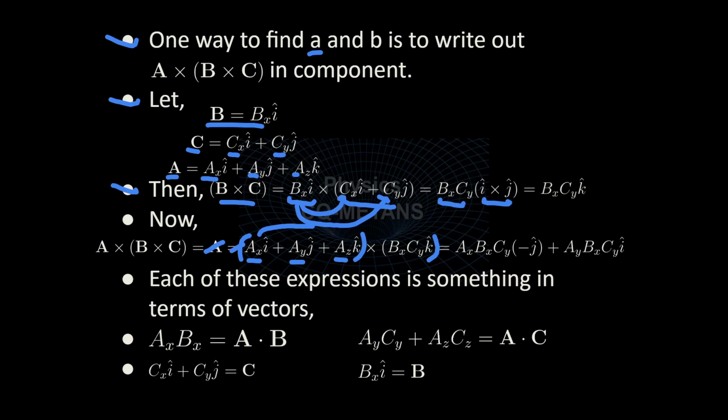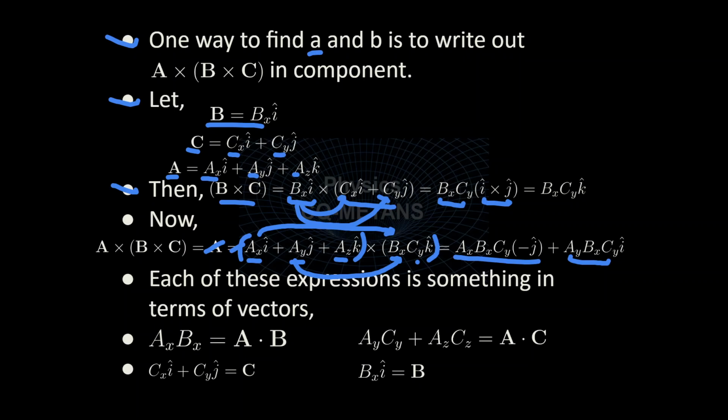Now Ax, so this multiplied with this. So I get Ax Bx Cy I cross k. I cross k is minus j. So I get this first term. Then this multiplied by this: Ay Bx Cy j cross k, and j cross k is I, and k cross k is 0, so we're not writing that.